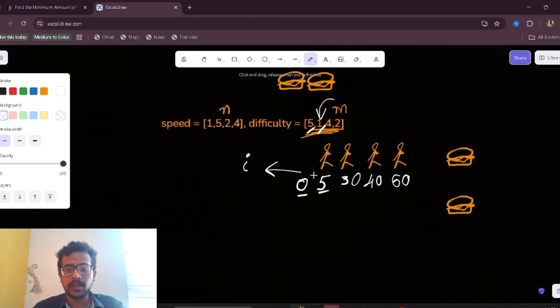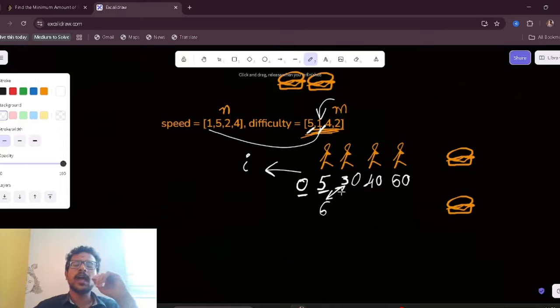I will tell you why I am taking the maximum of these two, which is 5. So add 5 to the current time. If I add 5 to the current time, it would be 1 into 1, which is 1, which is 5 plus 1, it is 6. Now, what are the maximum from these two?